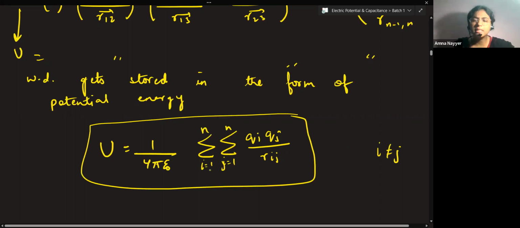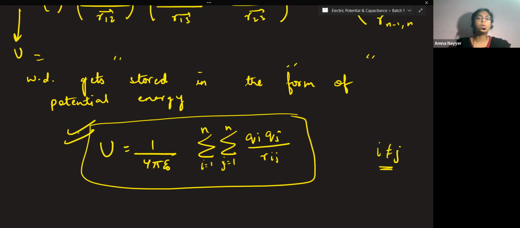It means i is 1, Q1, j is 1, Q1, but both of them cannot be equal together. Then i is 1, j can be 2, Q1, Q2. i is 3, j can be 4, Q3, Q4. So just a method to represent it. You don't need to learn this. It's just the summary of how to write the potential energy.